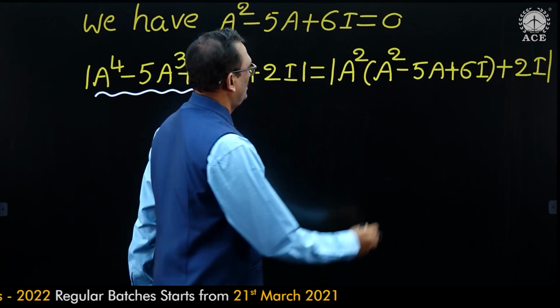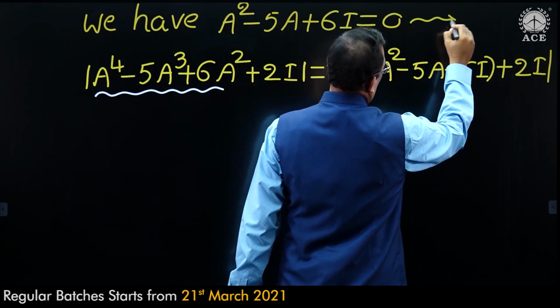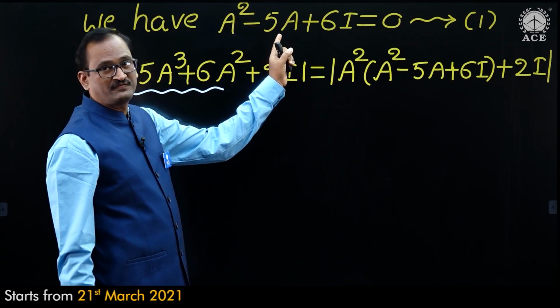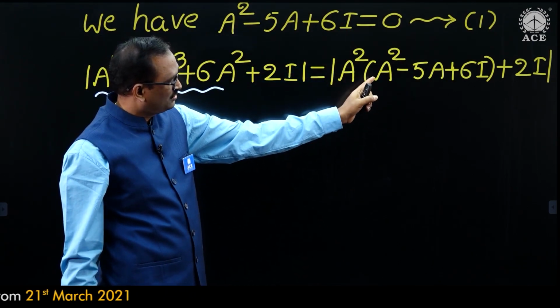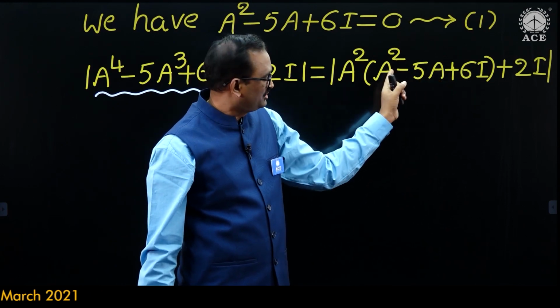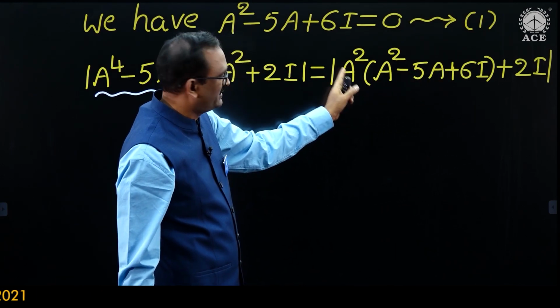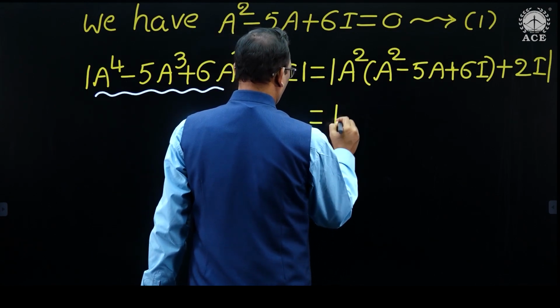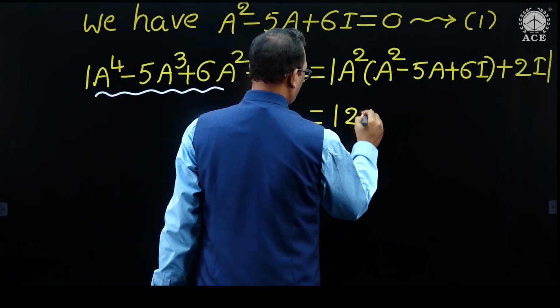Now you observe from equation number 1, A square minus 5A plus 6I is equal to 0. So this part is 0, 0 into A square is 0. So this is equal to the determinant of 2I.